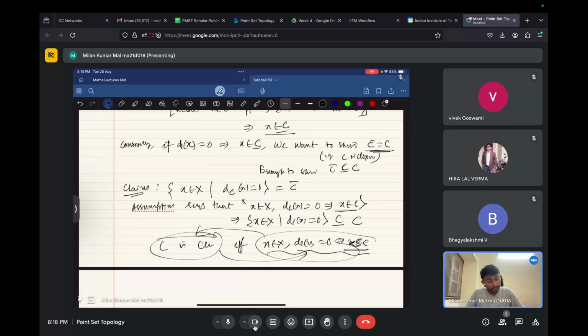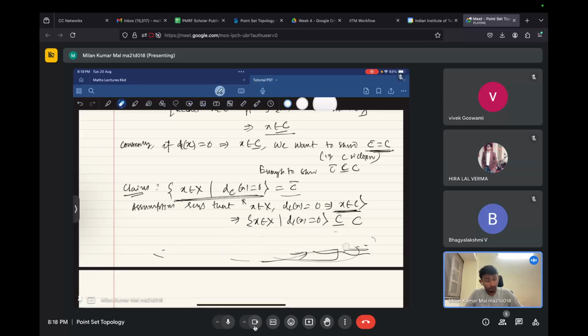Now how will we prove that? This set, all those x for which d_C(x) equals 0, is sitting inside C, because if x satisfies this condition, then x is sitting inside C. That means this set is a subset of C. So if I can prove that this set is nothing but C closure, that means C closure is a subset of C. Is it clear?